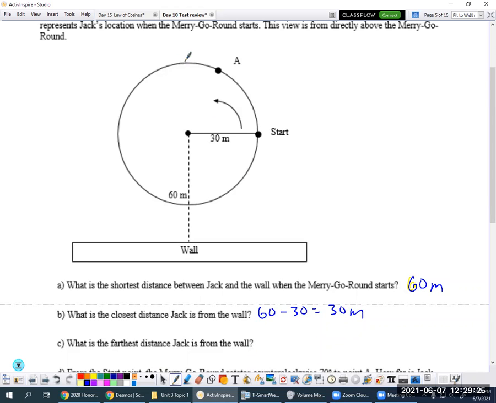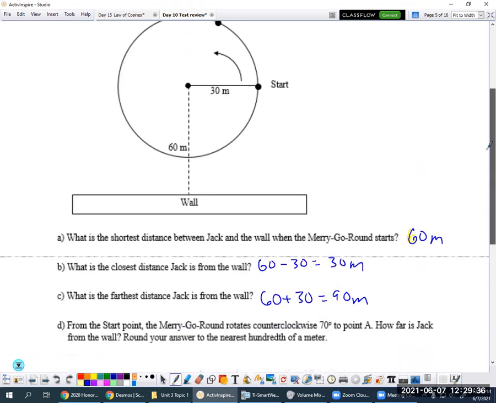The furthest distance would be up here. So 60 plus 30 is 90 meters. From the start point, the merry-go-round rotates 70 degrees clockwise to point A. How far is Jack from the wall?